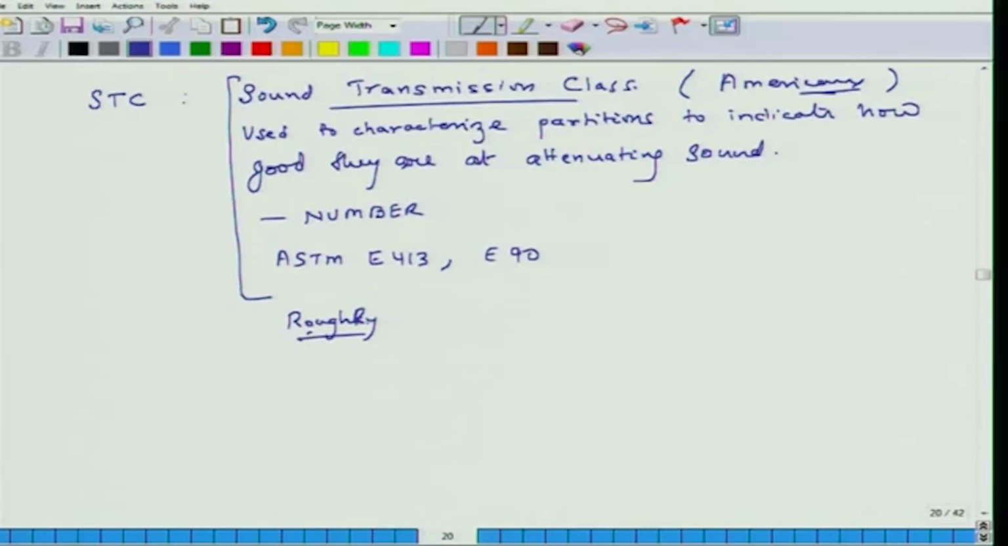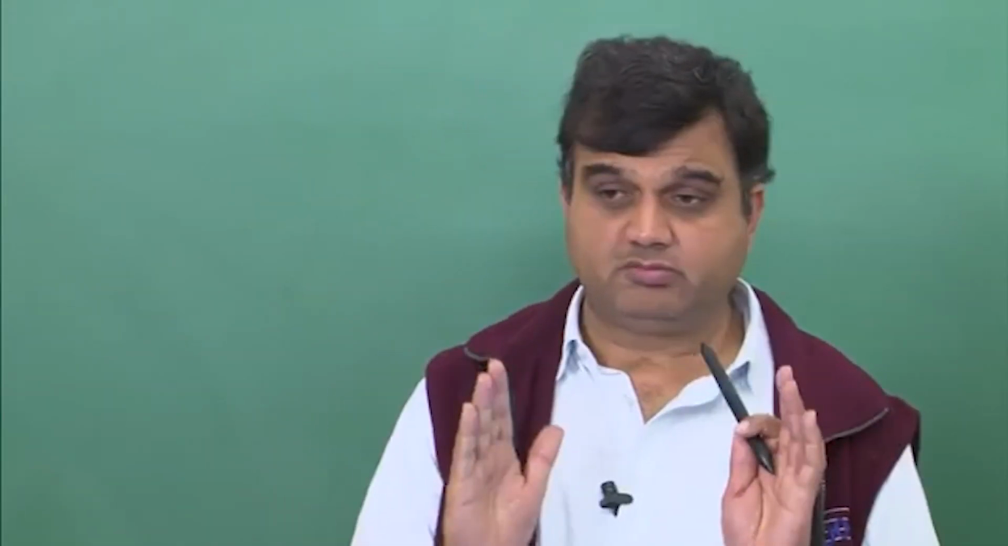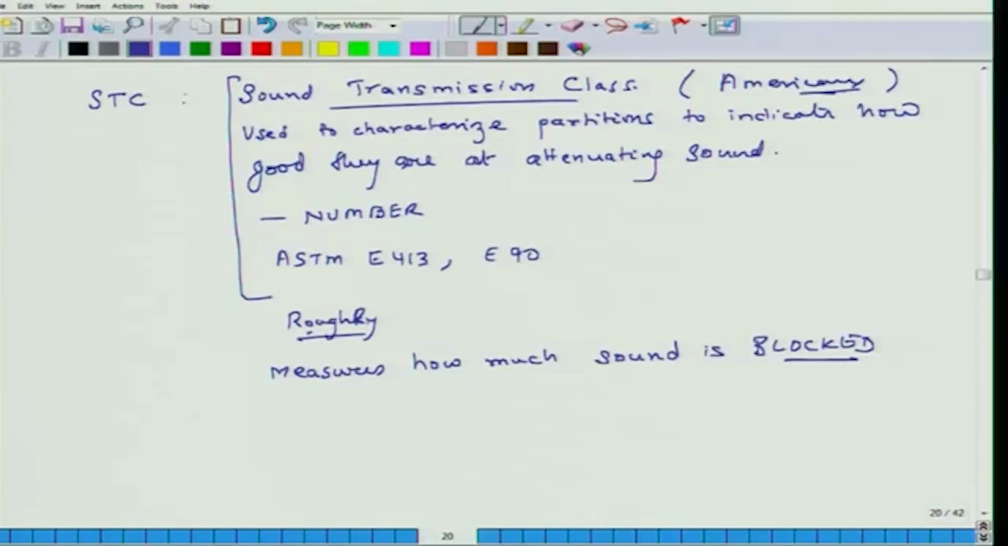Another thing to note is that STC measures how much sound is blocked. It does not tell you how much sound is being absorbed. Some sound may be getting reflected also. Some sound may be getting reflected, some sound may be getting absorbed, and only whatever is left is getting transmitted. So it tells you how much sound is getting blocked. It does not tell you how much sound is getting absorbed. It's a very fundamental thing, because there is another thing called NRC, which tells you how much sound is getting absorbed.